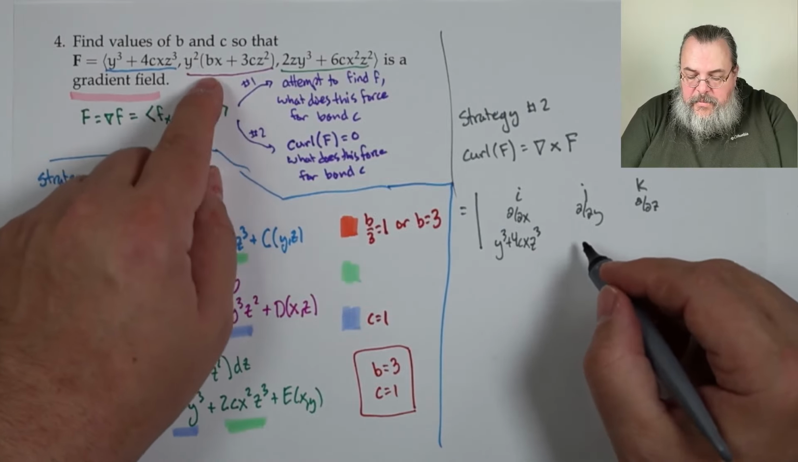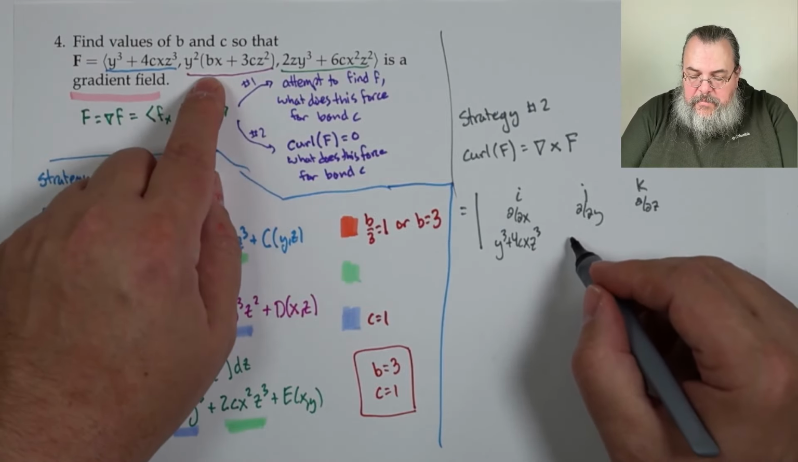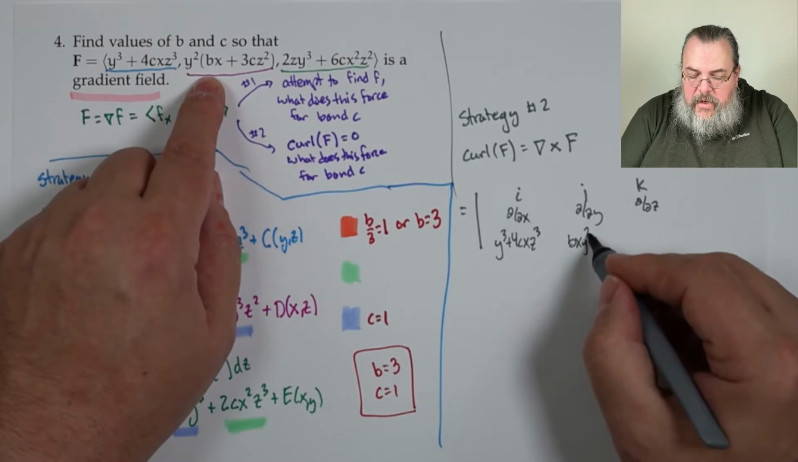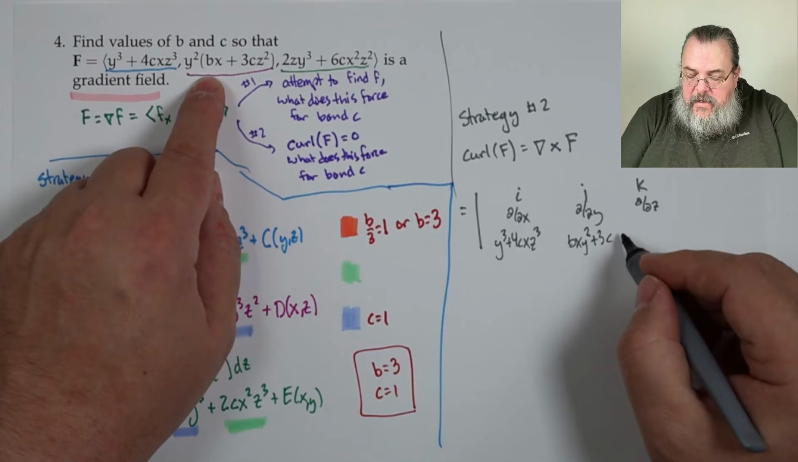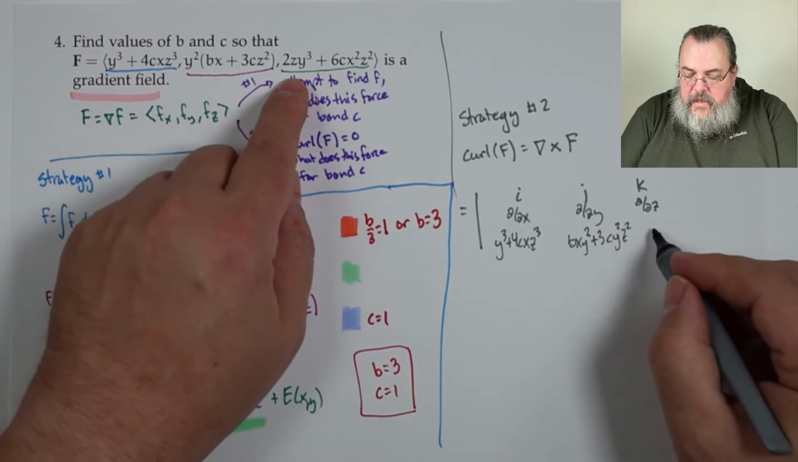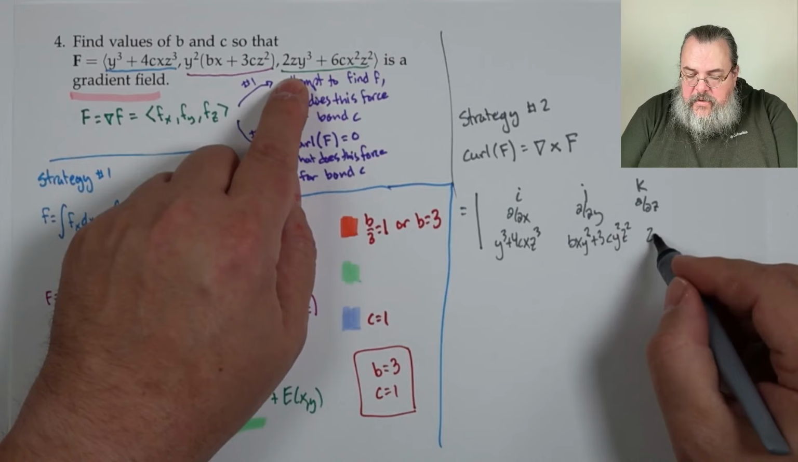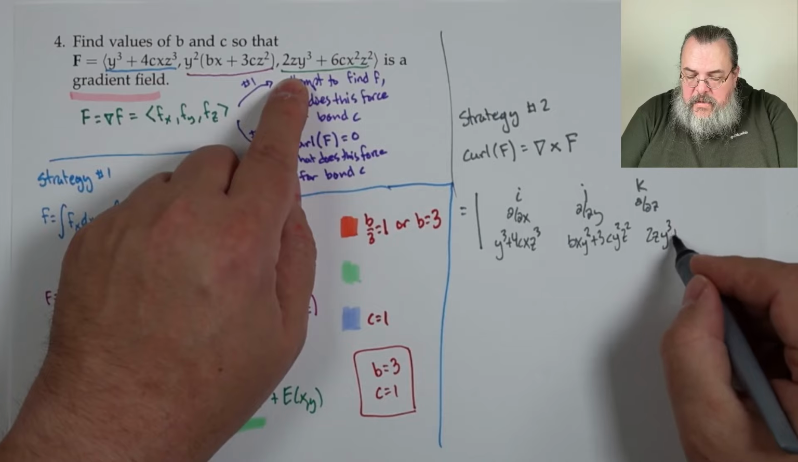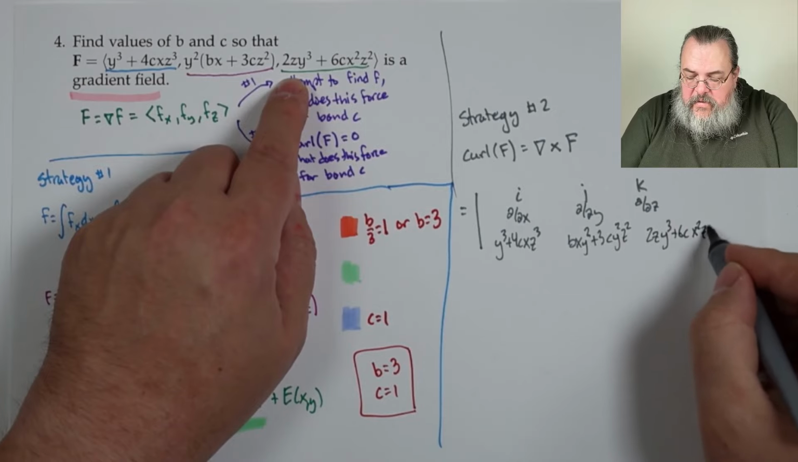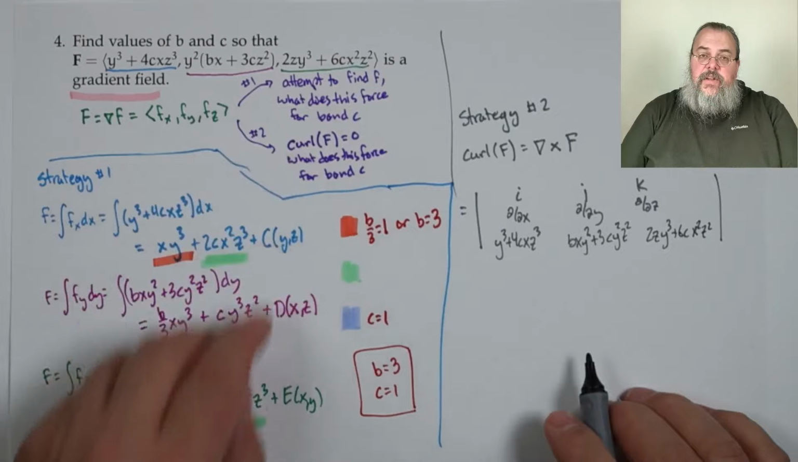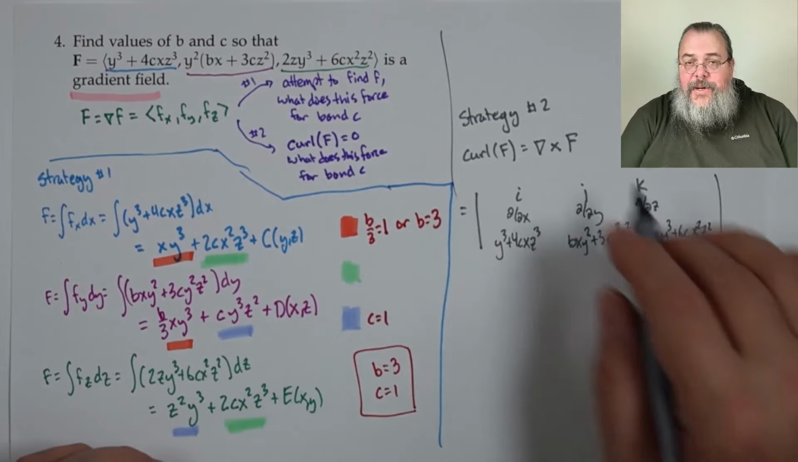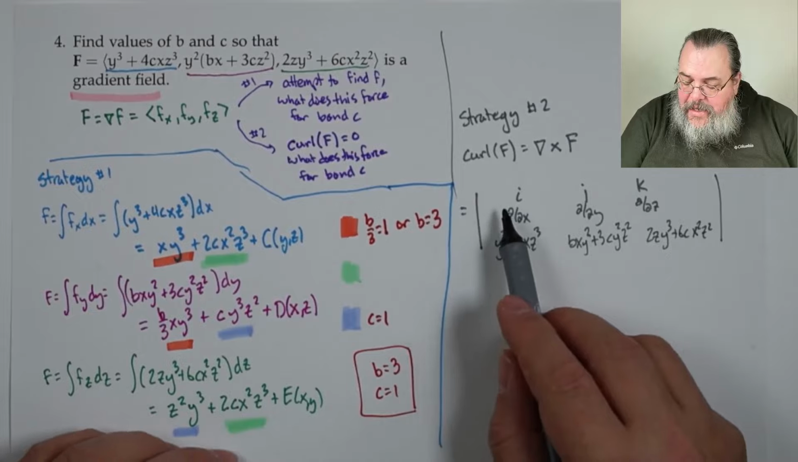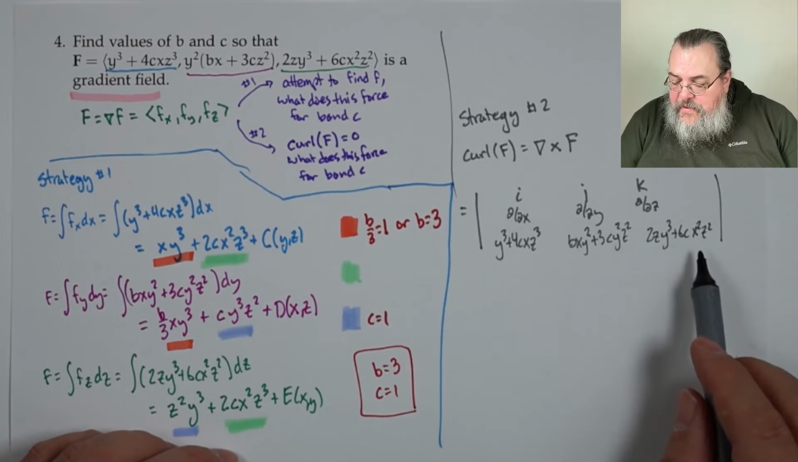Here, I'll distribute the y through. So that's bxy squared plus 3c y squared z squared. And finally, 2zy cubed plus 6cx squared z squared. All right. Okay. Do your diagonals. i, partial y of this expression.